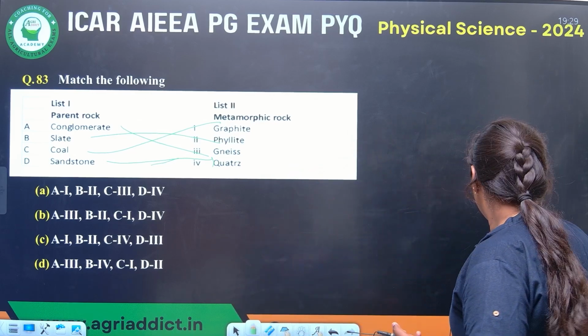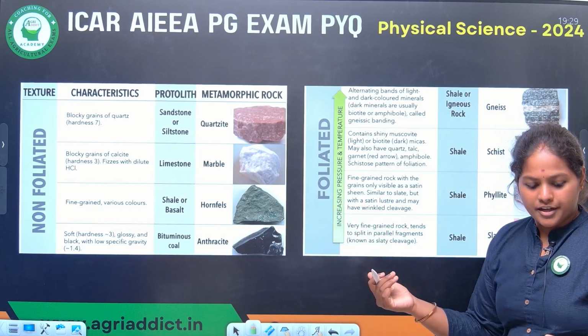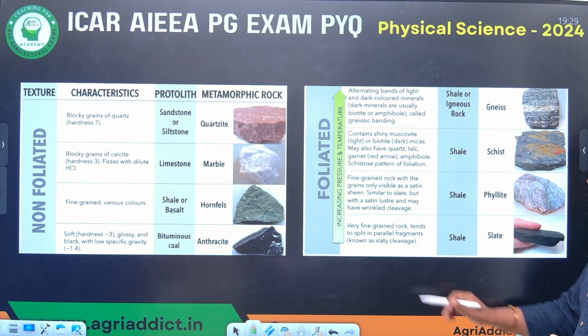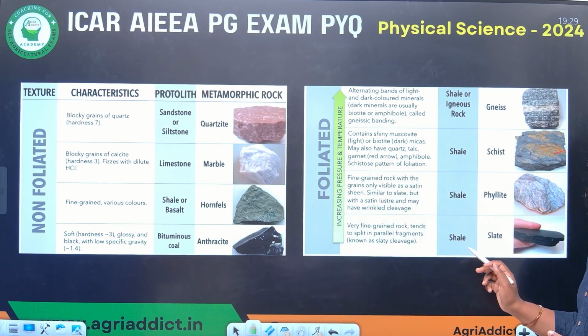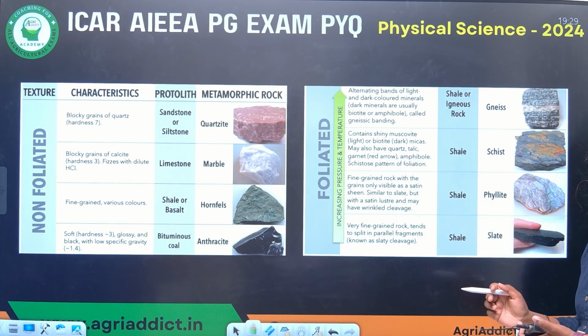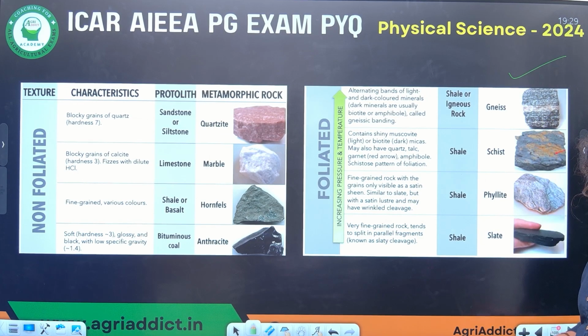Rocks. These are the different foliated and non-foliated rocks in the metamorphic rocks itself. Do read what comes under non-foliated and what under foliated rocks, and what are the parent rock and resulting metamorphic rock also. Both are important. Just take a screenshot of it and prepare well.